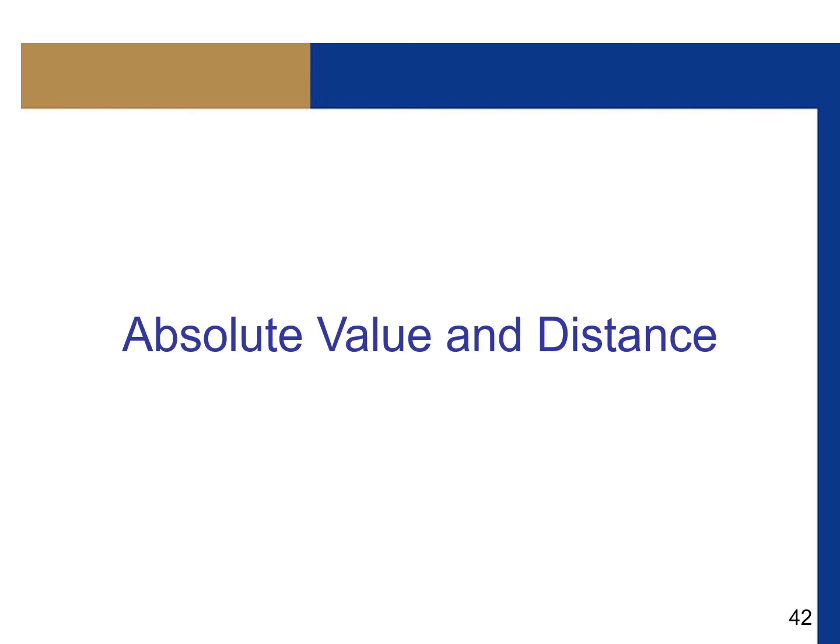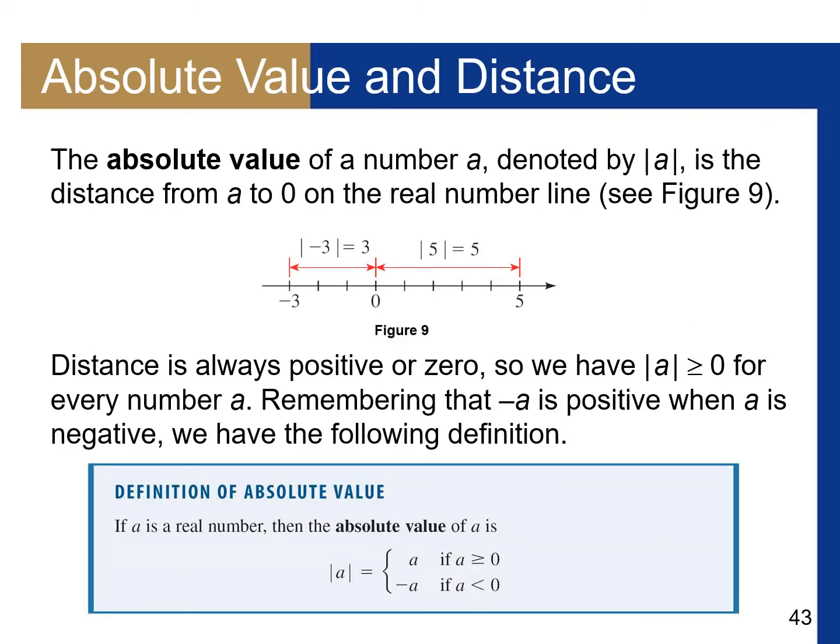Okay, absolute value and distance. Anytime you have an absolute value, what you're looking at is the distance from 0. So here we have the absolute value of -3 is the distance from 0 to -3, and we get 3. And then we have absolute value of 5 is 5.